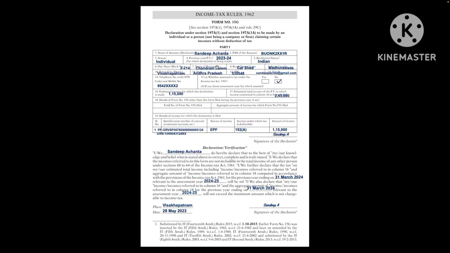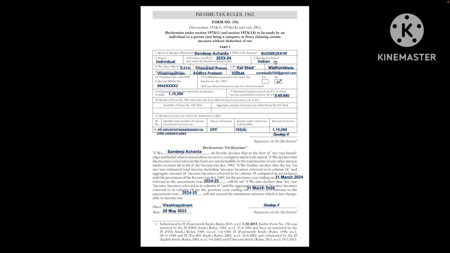Suppose you are withdrawing your EPF amount after 31st March 2024, then the new financial year will start. That financial year will be 2024 to 2025. If you are watching this video after 31st March 2024, then the financial year will become 2024 to 2025. Like that, every year the financial year will change after 31st March. The year following the financial year or previous year is called the assessment year. We will discuss that in a later section of this video.